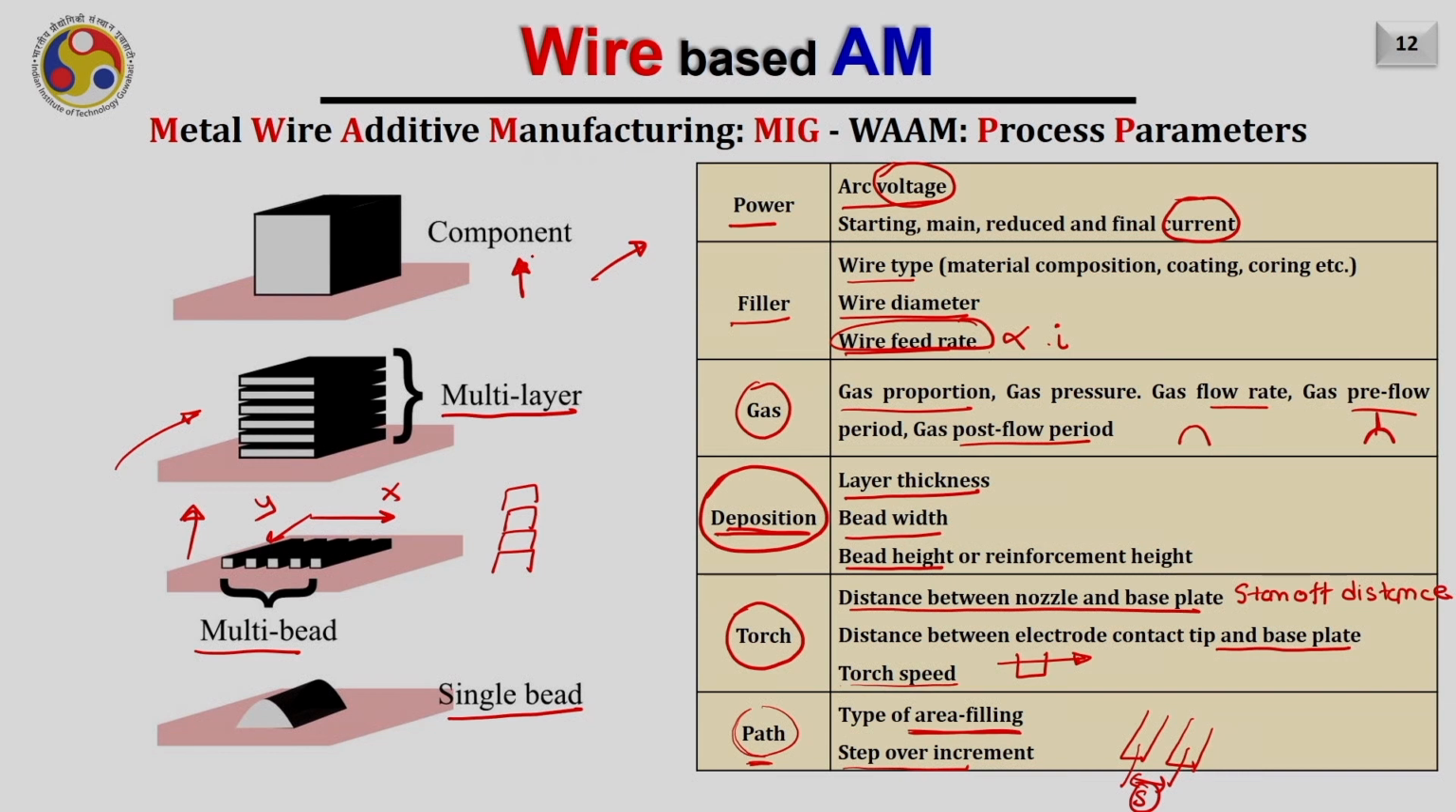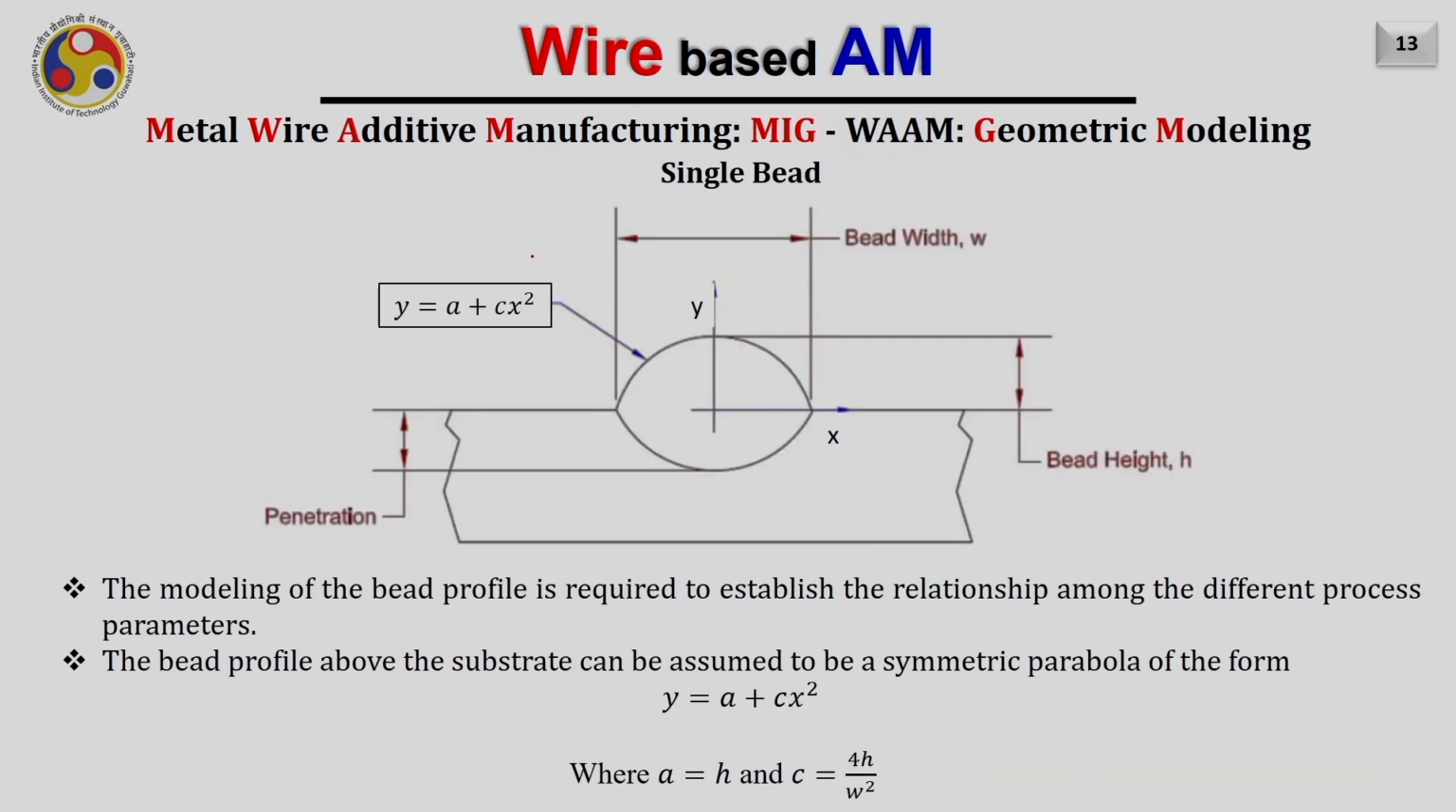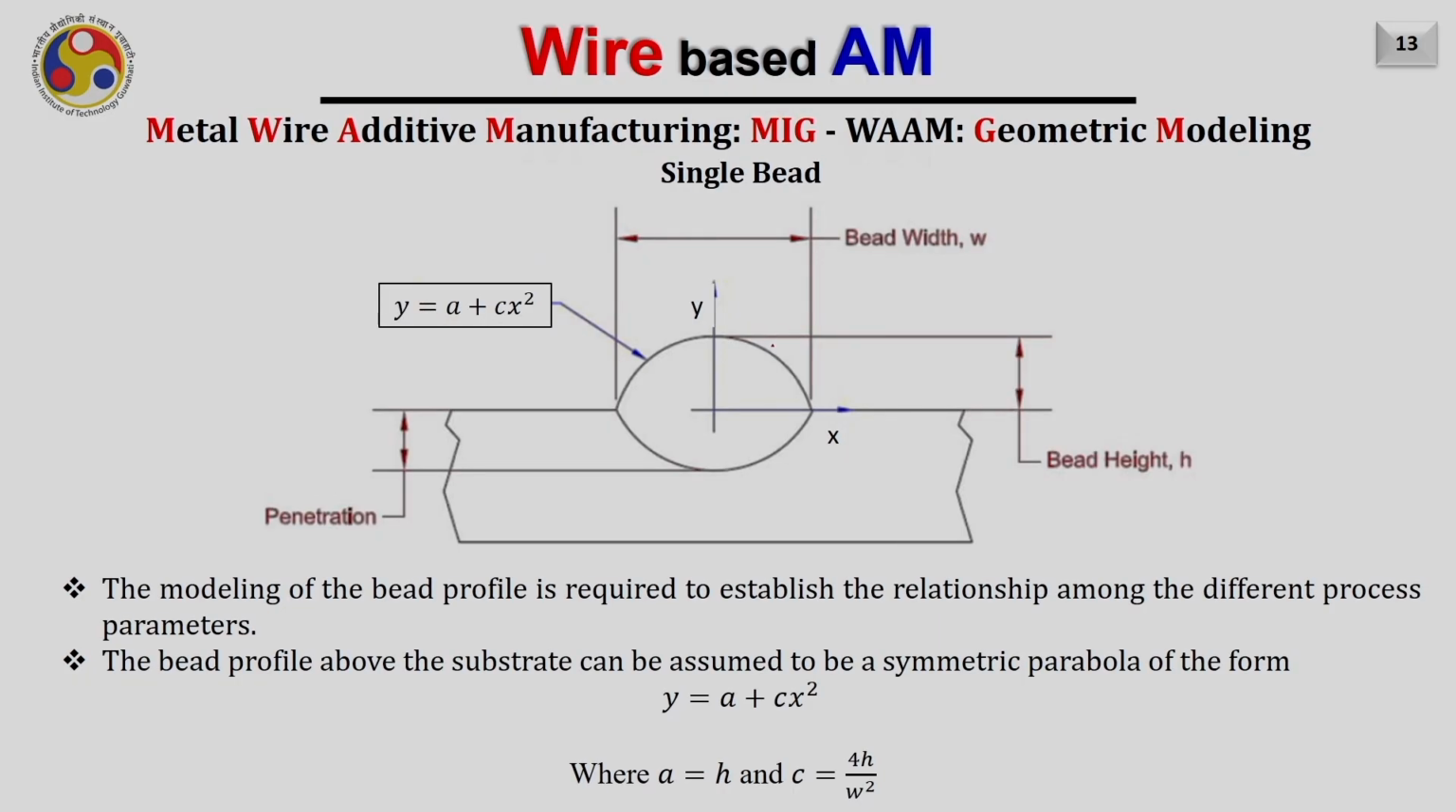So now let us discuss the geometric modeling. We deposited a bead, right, and we are trying to now find out what will be the width of the bead if we are going to measure its height. For that, we will first assume that the bead which we are depositing takes the shape of a parabola.